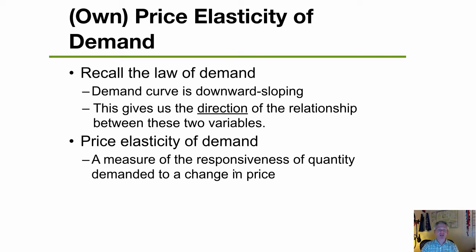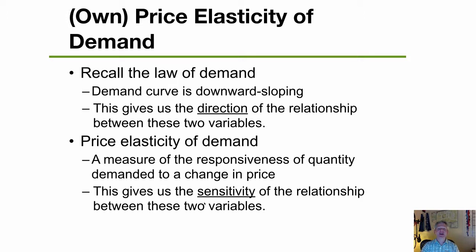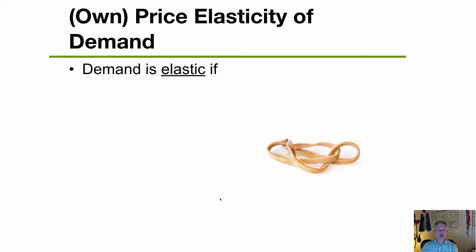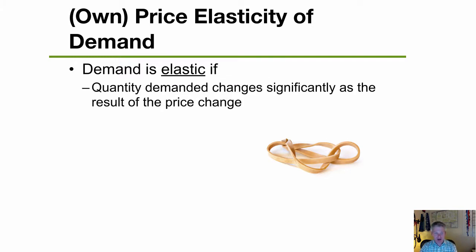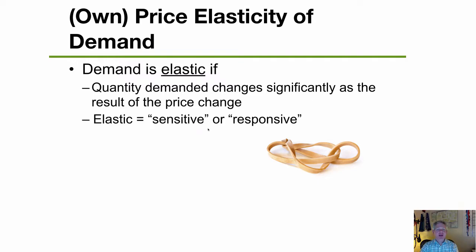That's the own price elasticity of demand. This gives us a sensitivity of the relationship between the two variables. So demand is elastic, meaning for a change in price, quantity demanded changes a lot. Quantity demanded changes significantly as the result of a price change. So if I increase the price of something a penny, quantity demanded falls a whole lot. Elastic means it's sensitive or it's responsive.